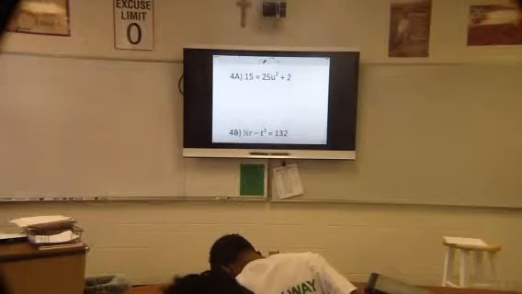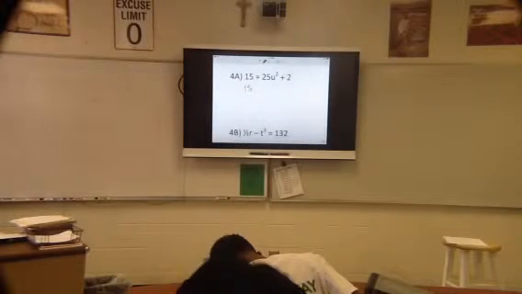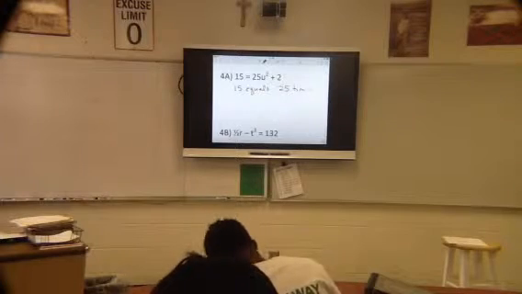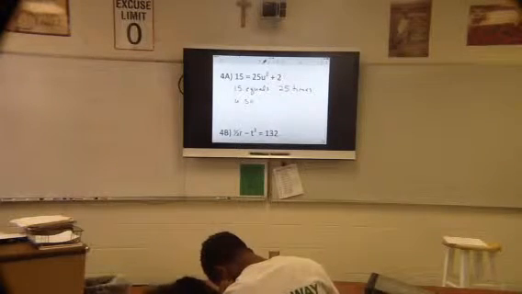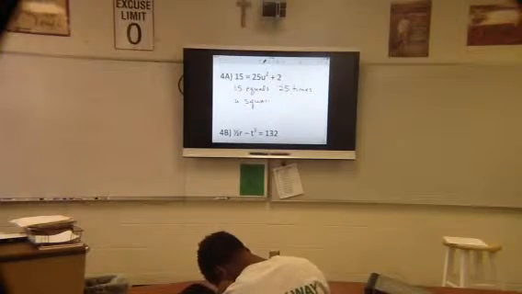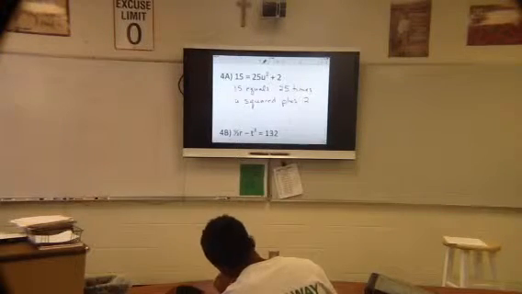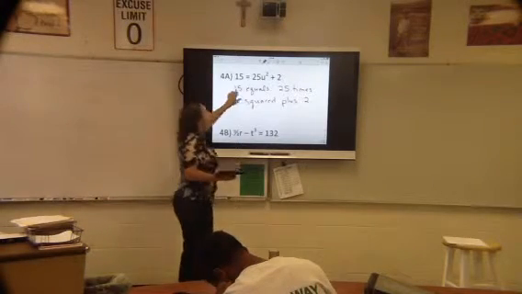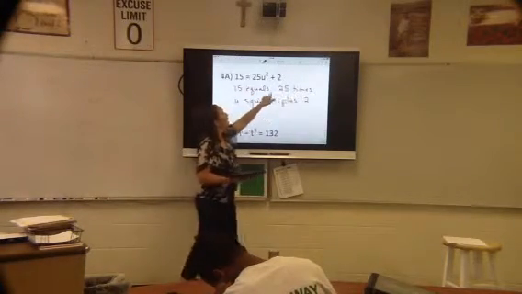Just read it to me. What is it? 15 equals 25u. Okay, instead of saying 25u, we say 25 times u. Yeah, good. Squared plus 2. Excellent. Done. You did it. Great job. Okay. So 15 equals 25 times u.